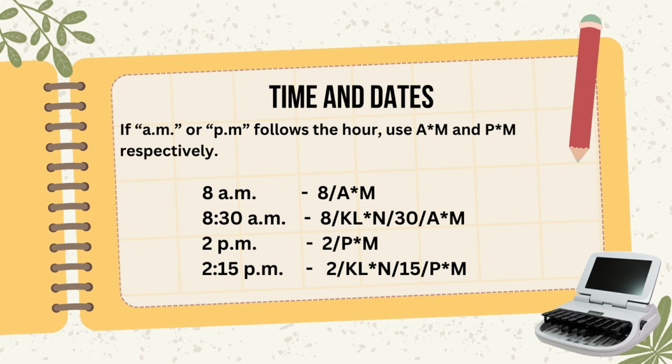For 2 p.m., we have 2, then initial P asterisk M. For 2:15 p.m., it's 2, initial KL asterisk N, and then 15, and initial P asterisk M. I know it's getting complicated, but with practice, you can write it without hesitation. That is why just keep on practicing, because you will always reap what you sow.